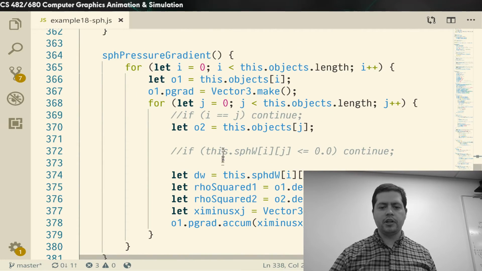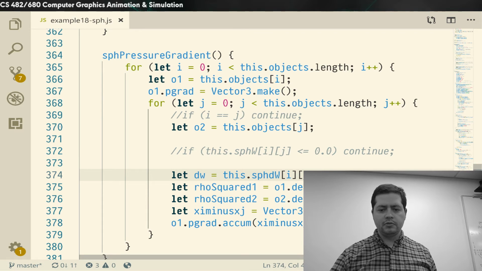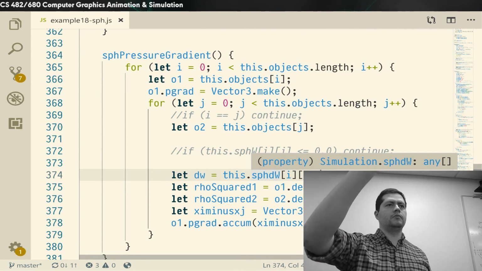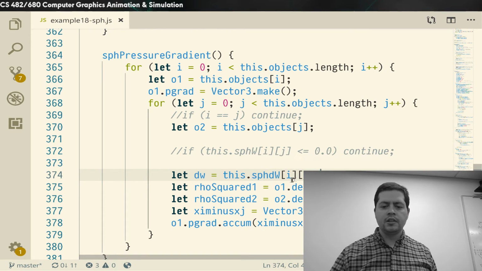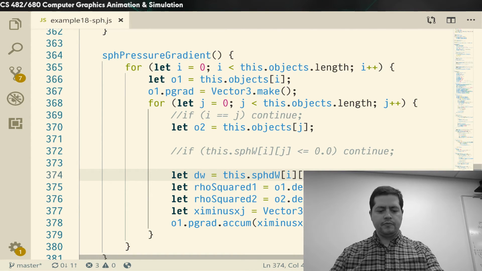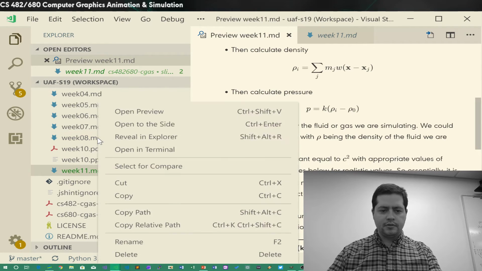So now we're going to calculate the pressure gradient. Now we have dW, we already calculated the derivative in the previous function. So we're going to need dW, and now we're going to calculate... what we're doing now, let me go back to week 8.